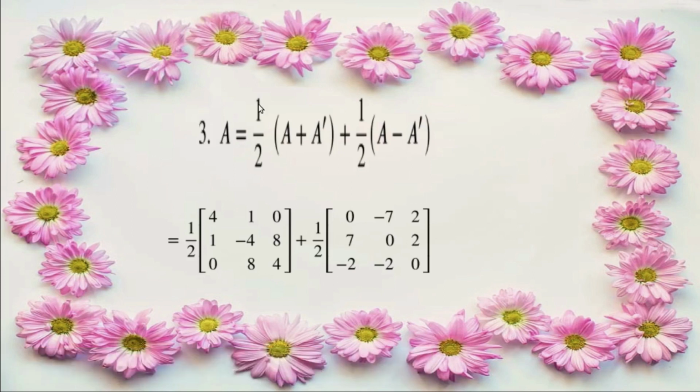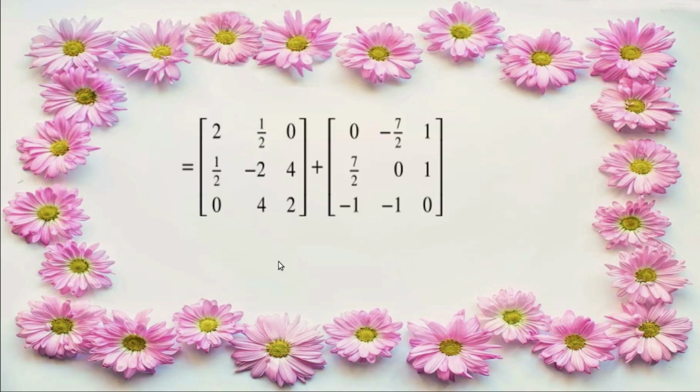Now we have A equal to 1 by 2 into (A plus A transpose) plus 1 by 2 into (A minus A transpose). So here write A plus A transpose, then A minus A transpose, and it is equal to matrix [2, 1/2, 0; 1/2, -2, 4; 0, 4, 2] plus matrix [0, -7/2, 1; 7/2, 0, 1; -1, -1, 0]. This is a symmetric matrix and the second one is a skew symmetric matrix.